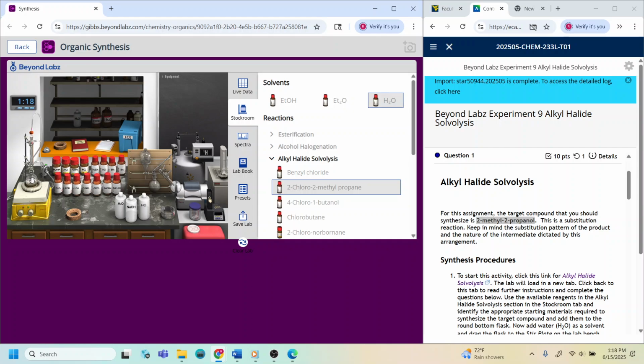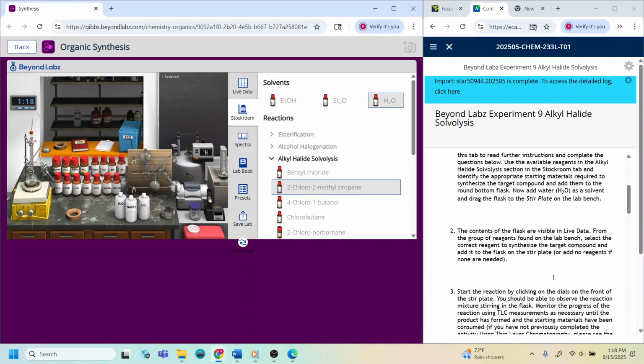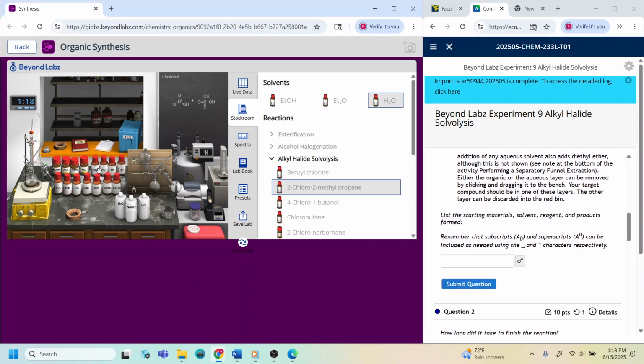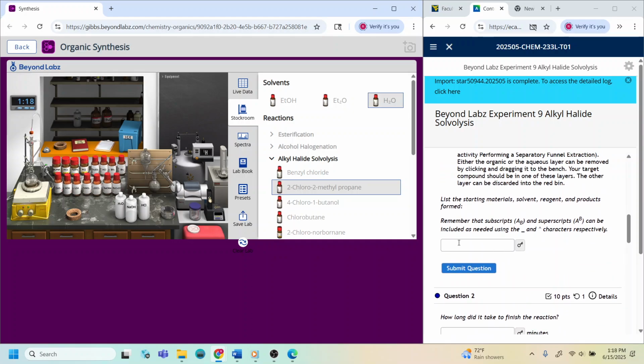Before we start our reaction, every single time you have to take a TLC. The TLC is going to be at the beginning of the reaction and at the end of the reaction. So if you scroll over here while you're making the experiment, you have to fill up whatever you need to fill up. So we're going to list the starting materials. So what are the starting materials in here? The starting materials are our reactant and our solvent.